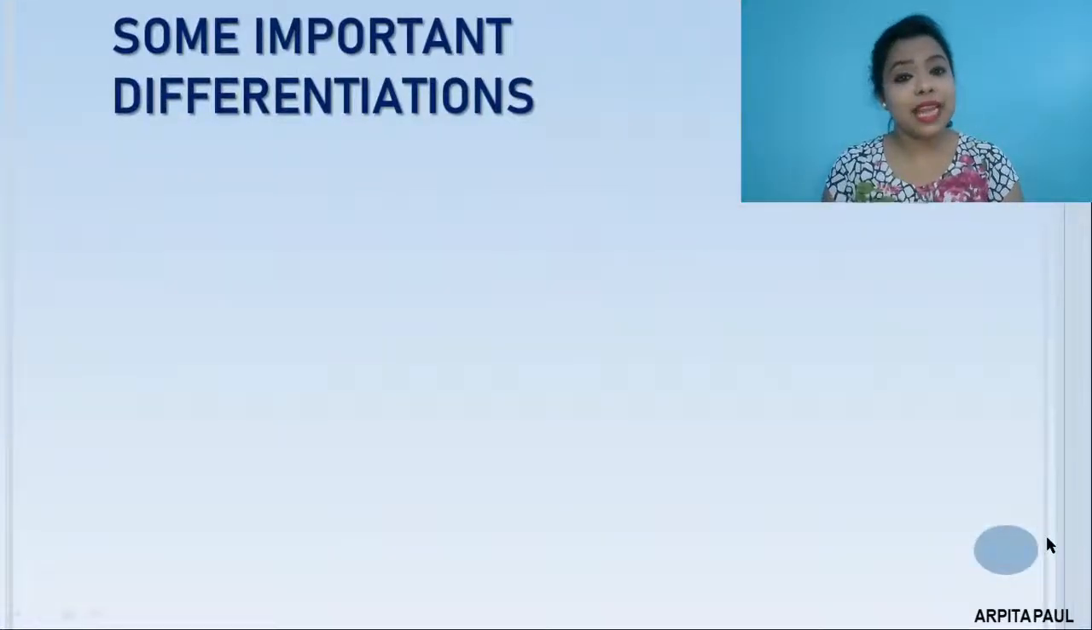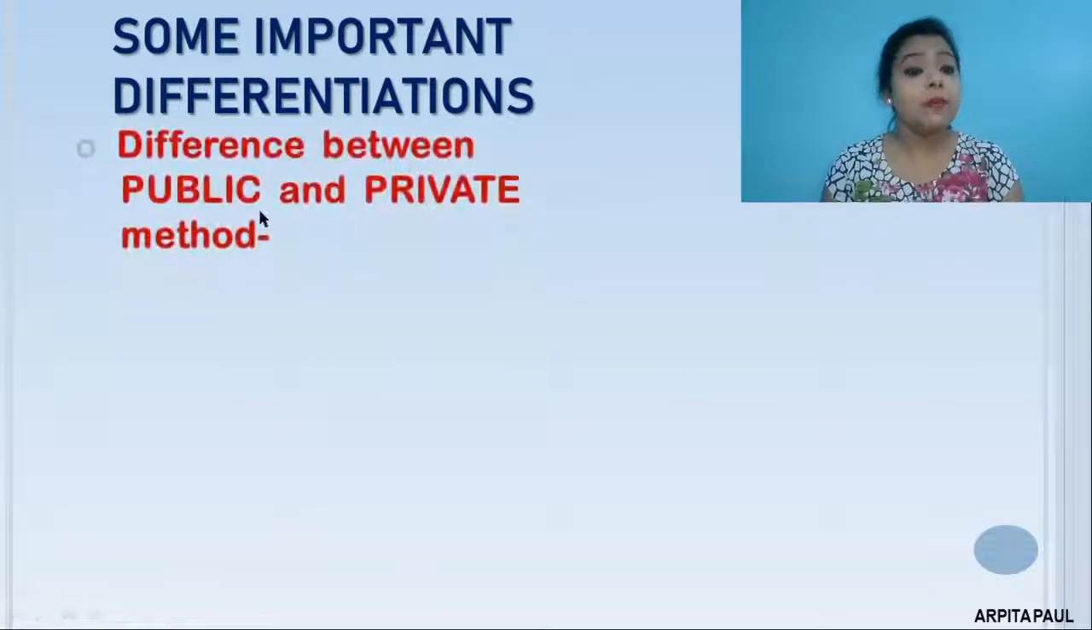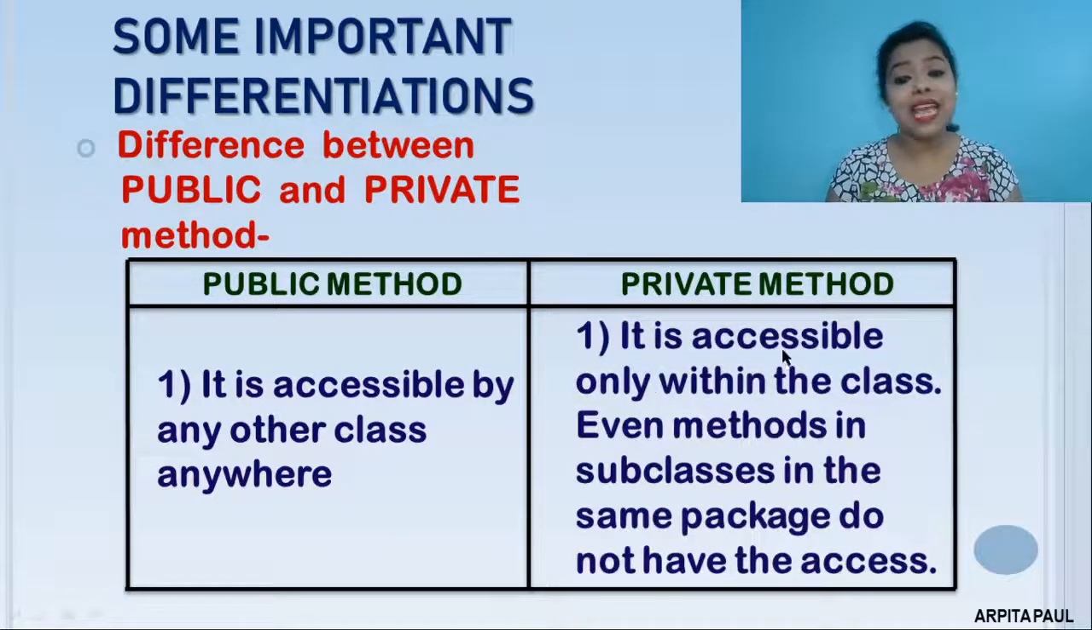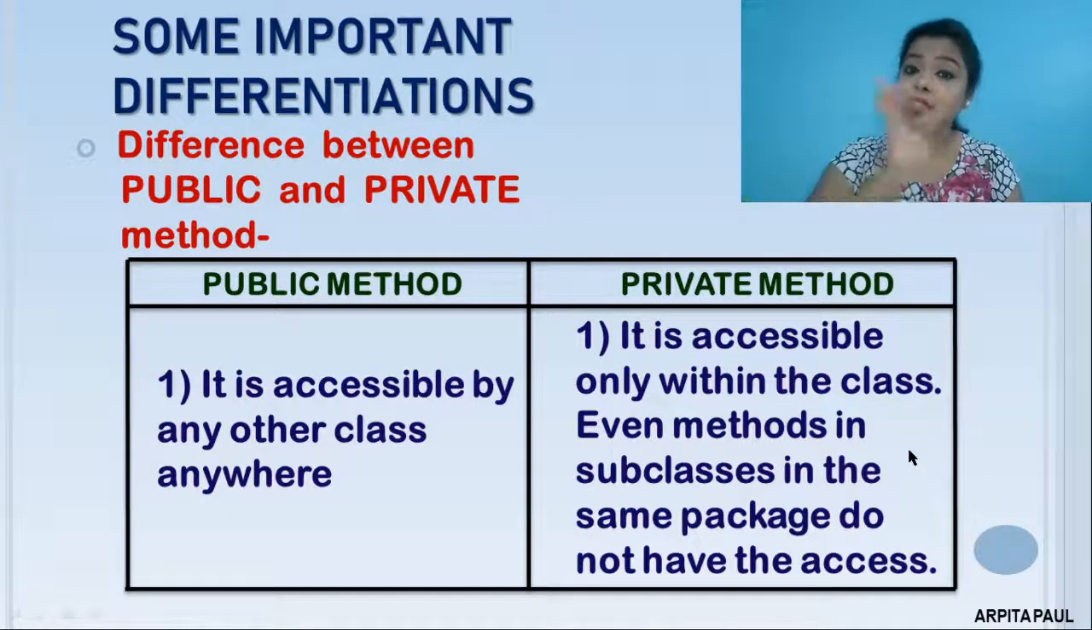Now moving on to the next one, that is the difference between private and public method. What is the basic difference? A public method is accessible by any other classes anywhere. So public means accessible to all, whereas private means only accessible within the class. Even methods in subclasses in the same package do not have access. Basically private means only accessible within the class where the member is declared. Even the subclasses are not allowed to access those methods.